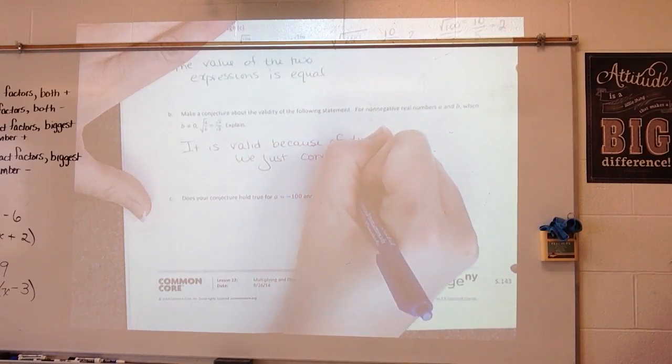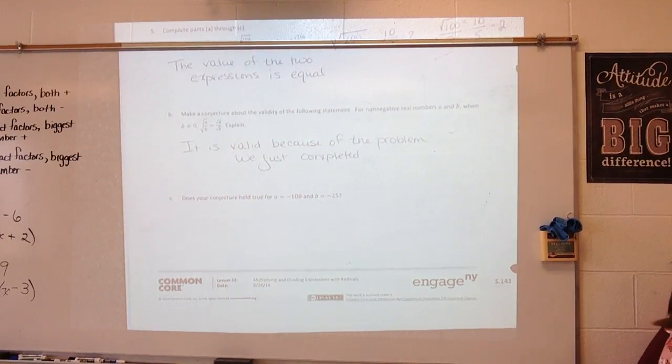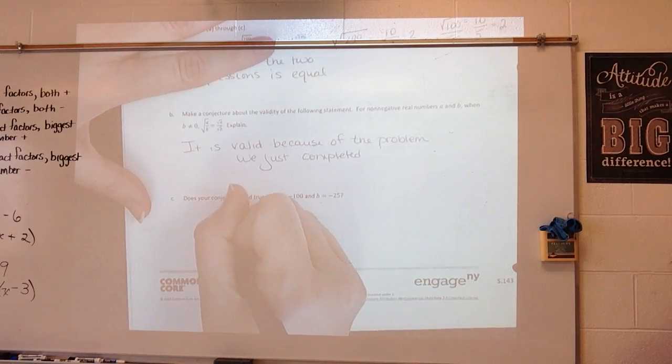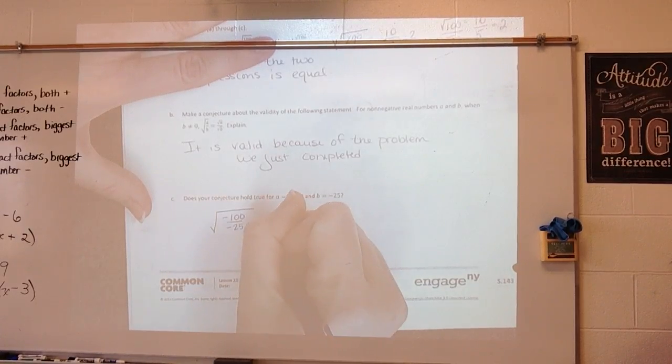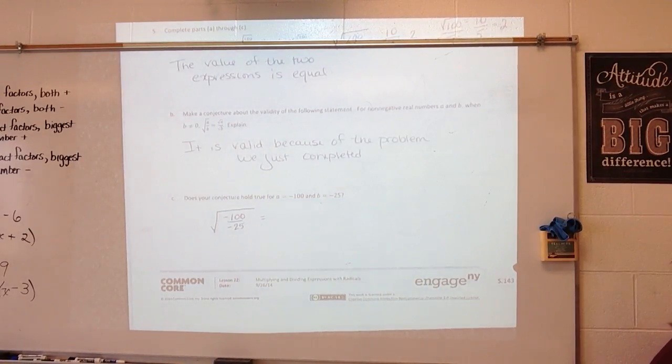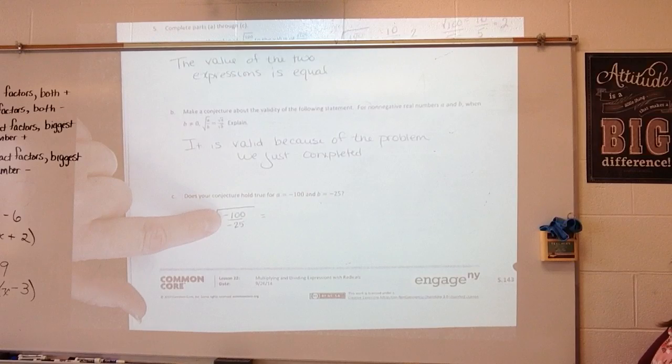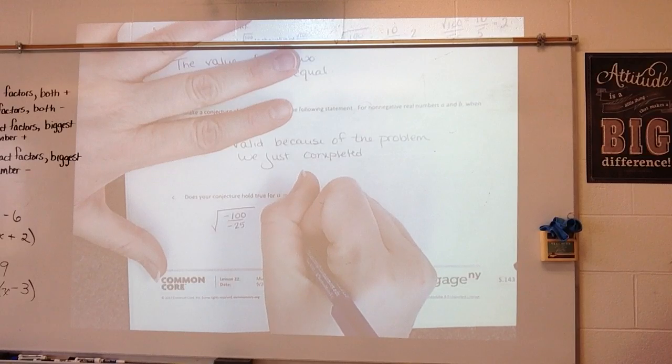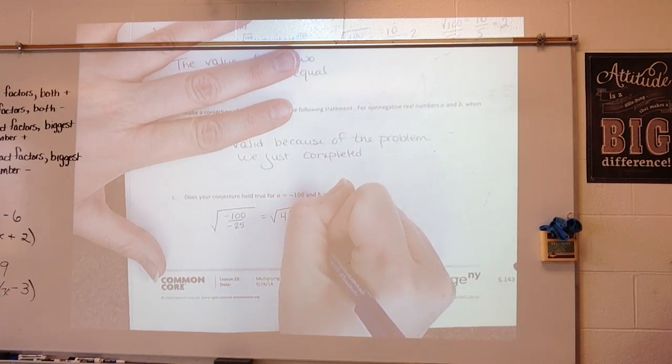Alright? It is valid because of the problem we just completed. We proved it. Does it hold true for a is equal to negative 100 and b is equal to negative 25? Well, let's put those in there. So negative 100 over negative 25. Guys, I can reduce this. A negative divided by a negative is a positive, so that would be 100 divided by 25, which is the square root of 4, which is 2.